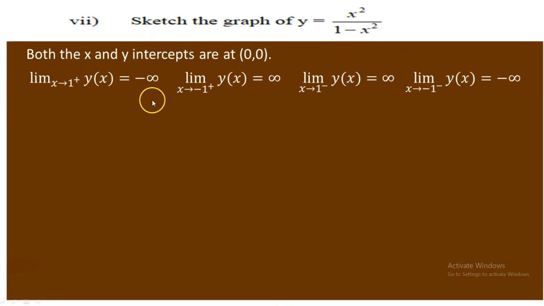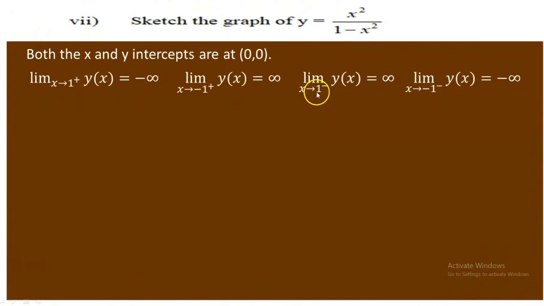Agreed? Now again here, approaching minus 1 from the right, you are using numbers like negative 0.9. So when you square that, it will be a number less than 1. So 1 minus a number less than 1 will be positive. So the numerator is always positive. Positive divided by positive is positive infinity.